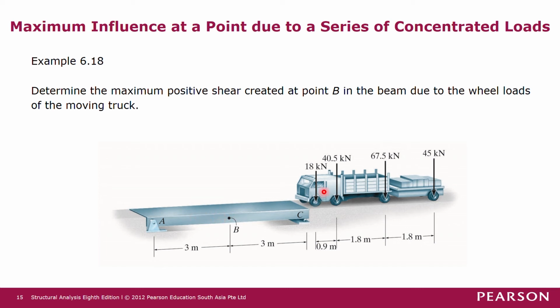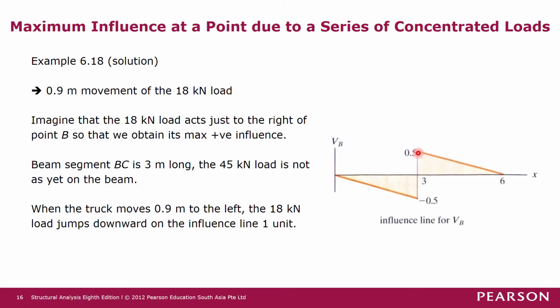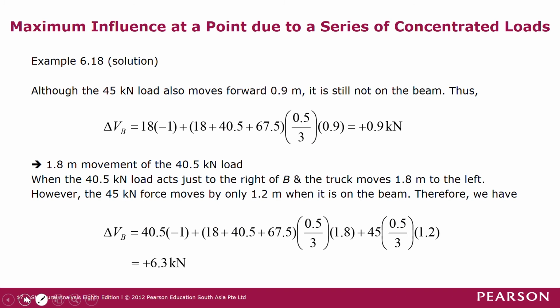Okay, so this 18 kilonewton force is here, and it will move by 1.8 meter as well. And then this 67.5 kilonewton force will move by 1.8 meters as well. So when the 40.5 kilonewton is just here and it moves across point C, there's a jump. So meaning that there's a jump of -1. Okay, so there's a jump of -1, right?